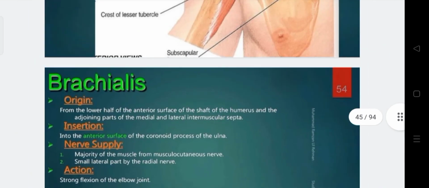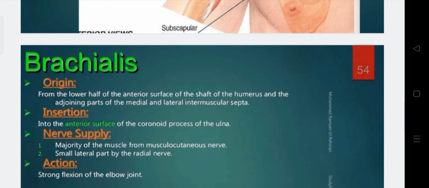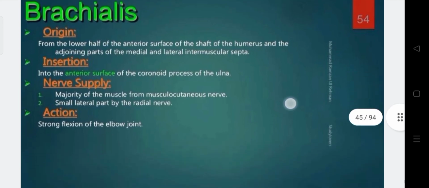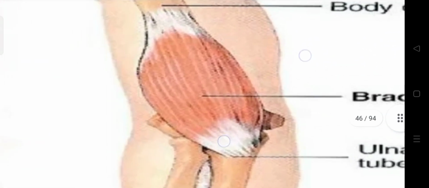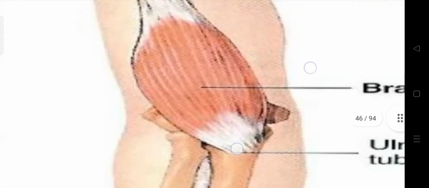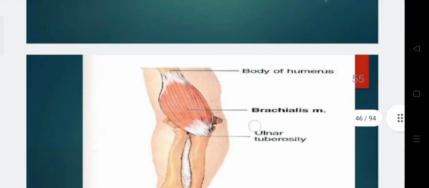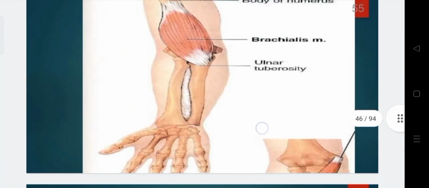Then we have the brachialis muscle, originating from the lower half of the anterior surface of the shaft of the humerus and adjoining parts of the medial and lateral intermuscular septa, inserted into the anterior surface of the coronoid process of the ulna and supplied by the musculocutaneous nerve. Only a small part is supplied by the radial nerve, but you don't need to remember this. It causes strong flexion of the elbow joint. So in the close-up view, you can see this easily. This is the brachialis muscle. So we have covered the anterior compartment.